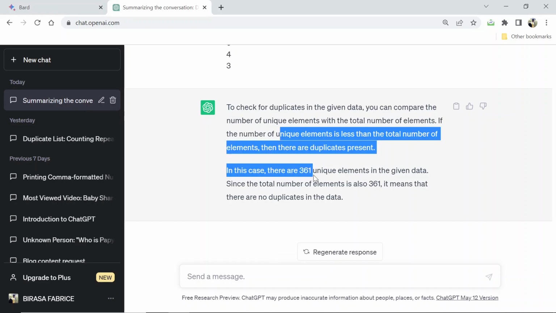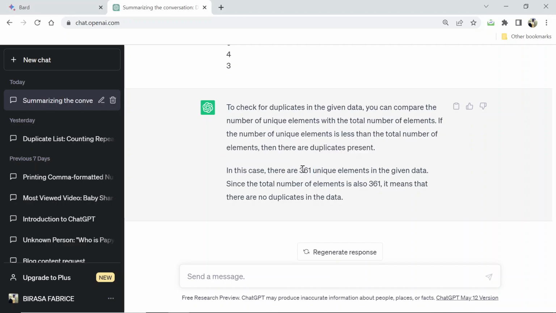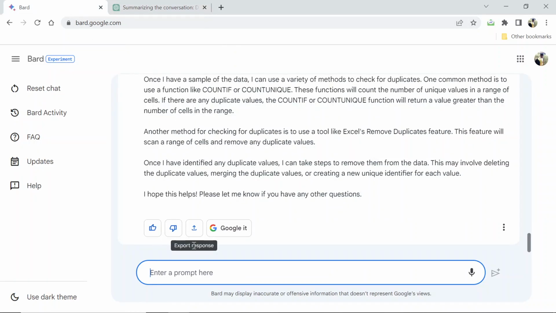At least ChatGPT is lying to me. The total number I provided is 1976, but it says there are no duplicates. At least it's one hint. Let me ask the same of BARD.